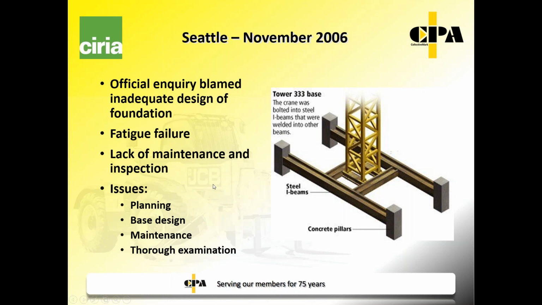So if you have decent inspection, there is always the possibility that you will be able to catch the fatigue cracks before they lead to total failure of the structure. So basically the four issues here were poor planning, inadequate design, lack of maintenance, and lack of thorough examination or inspection.